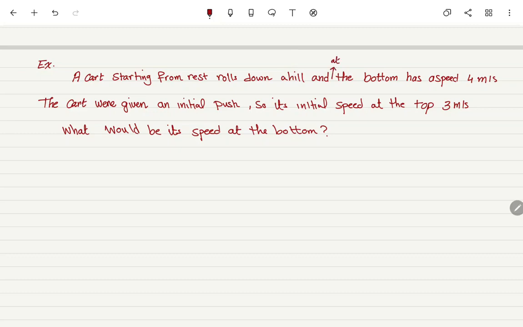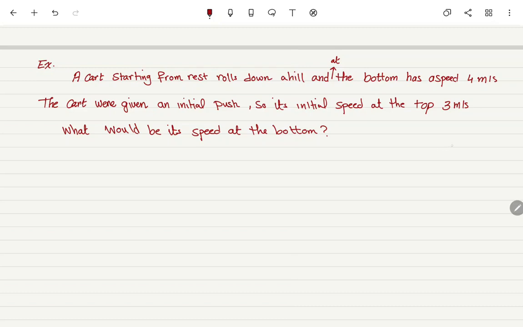Now let's have an example. A cart starting from rest rolls down a hill, and at the bottom it has a speed of 4 meters per second. Now the cart is given an initial push, so its initial speed is 3 meters per second right at the top. What would be its speed at the bottom?